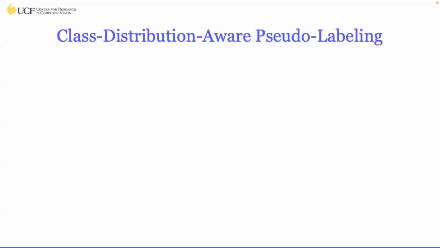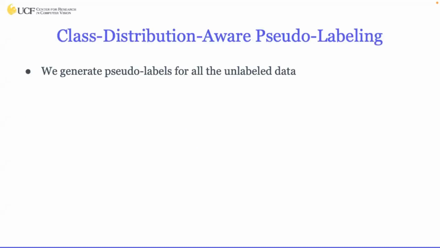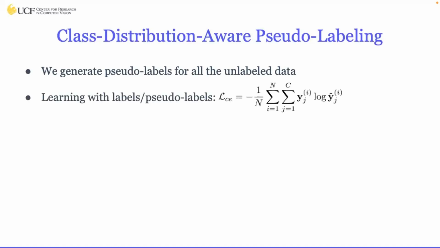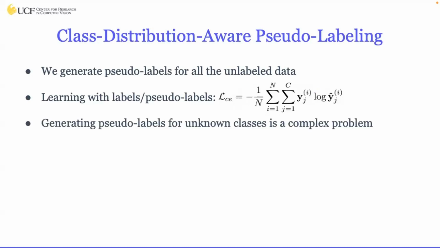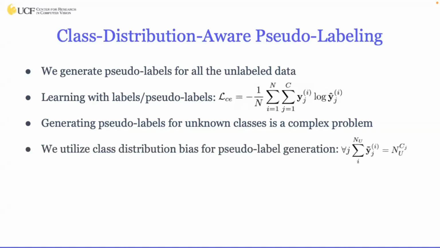Now let's get into the details of our method, and I will talk about our class distribution aware pseudo-labeling. In our work, we want to generate pseudo-labels for all the unlabeled data. And once we have the pseudo-labels generated, we can just train the network using cross-entropy loss. So this becomes very easy, but it's not actually, because generating pseudo-labels for unknown classes is a complex problem, as we are dealing with unknown classes. So to guide the pseudo-labeling process and to make the task easier, we need to inject some kind of inductive bias. Particularly in this work, we utilize class distribution bias for pseudo-label generation.